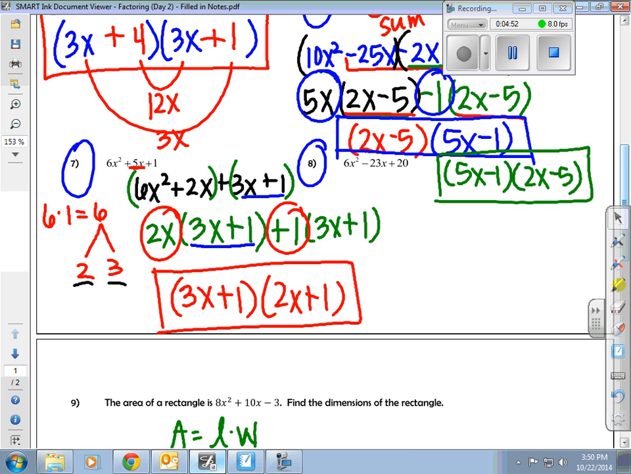Number 8. Same thing. I take my first and my last term and I multiply them. 6 times 20 is 120. I need factors of 120 that add to negative 23.